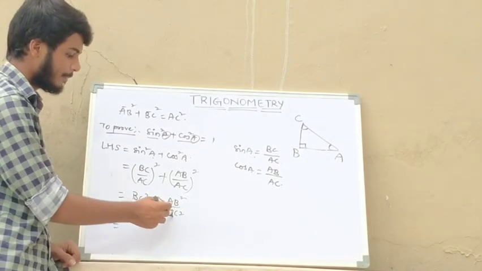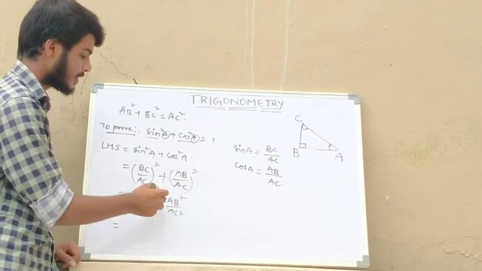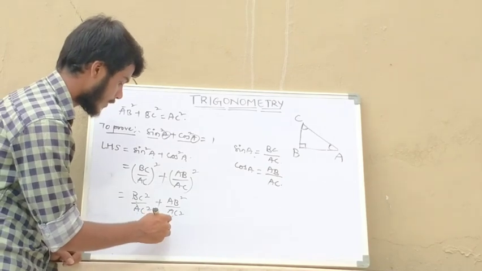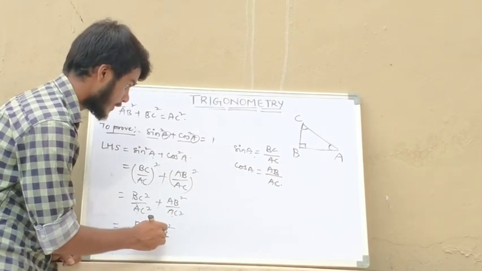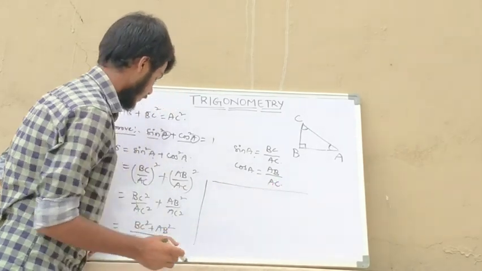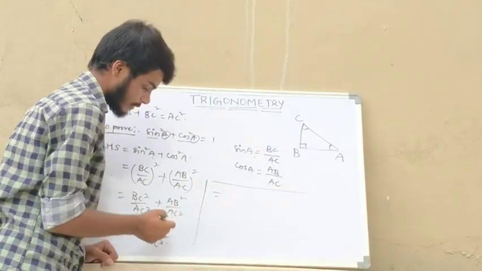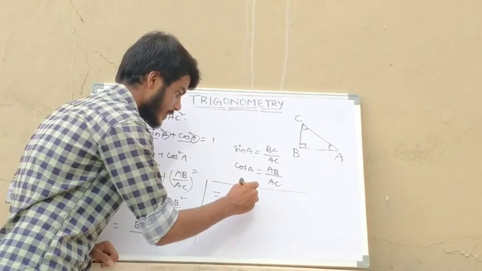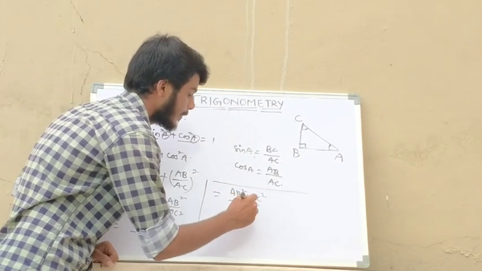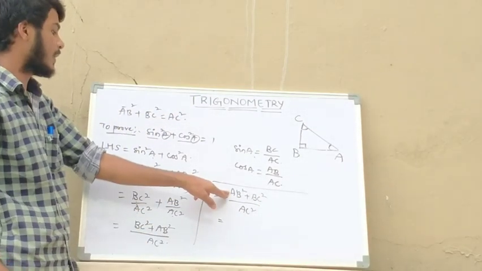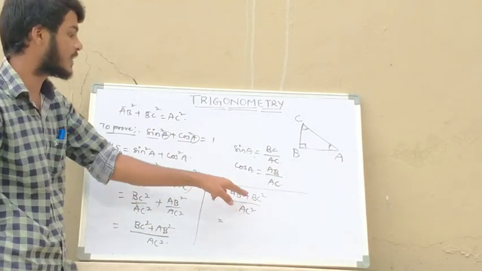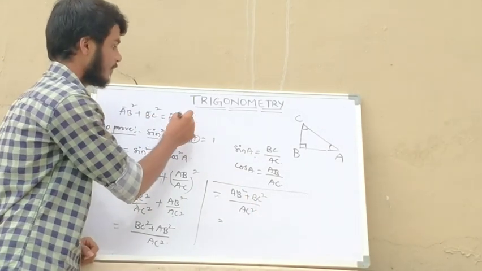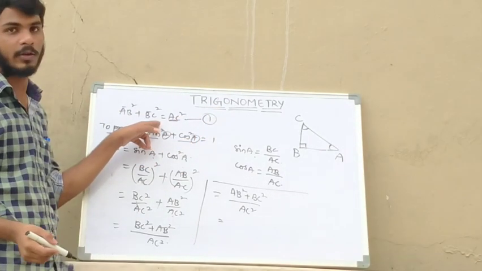Here the denominator is the same. Let's add the numerators. BC square plus AB square by AC square. Hence, after rearrangement, AB square plus BC square by AC square. So by Pythagoras theorem, AB square plus BC square can be written as AC square. You know this equation as equation number 1.